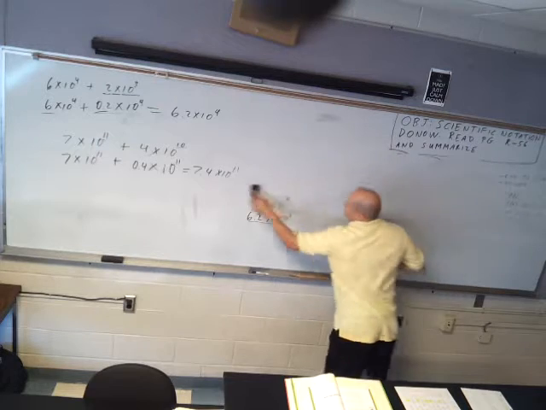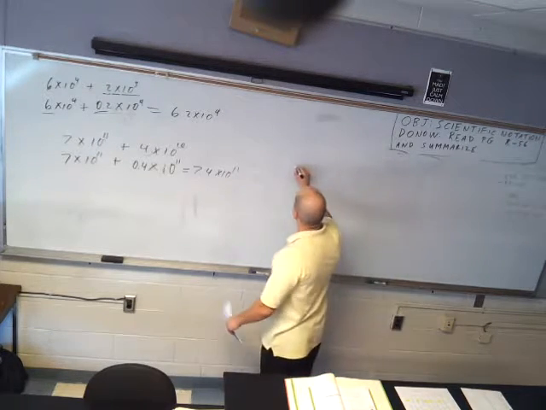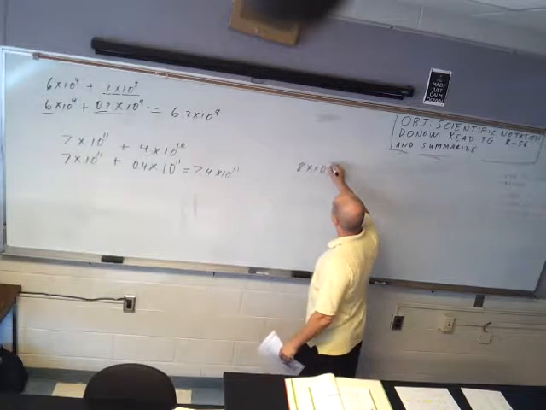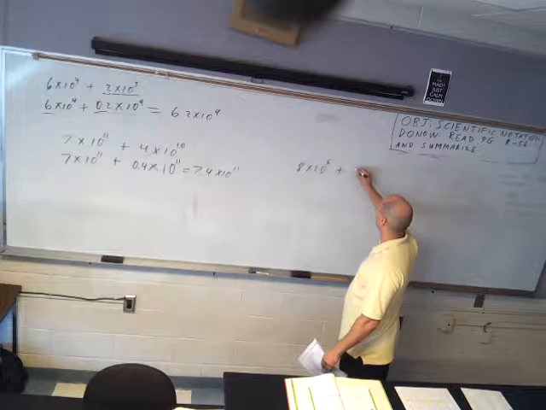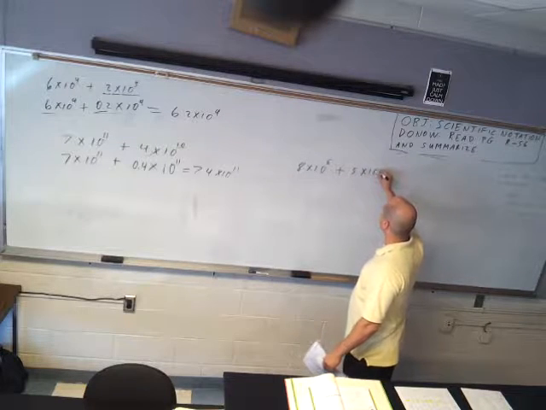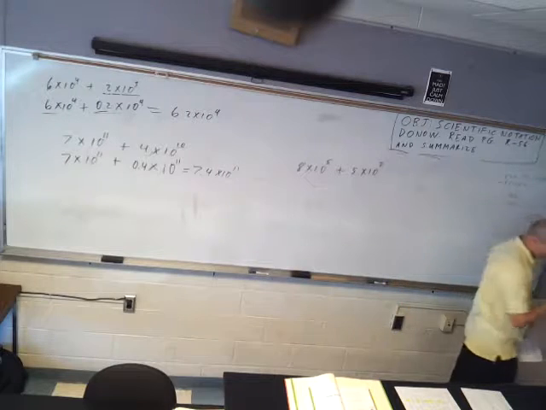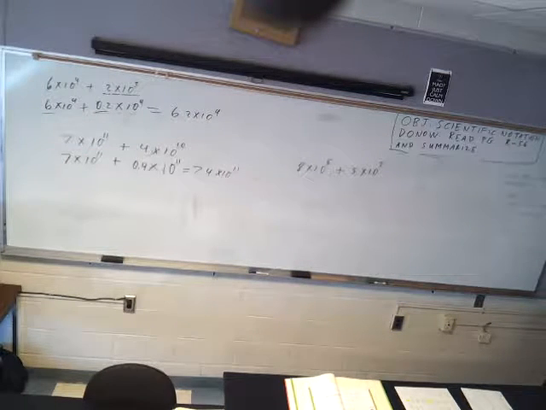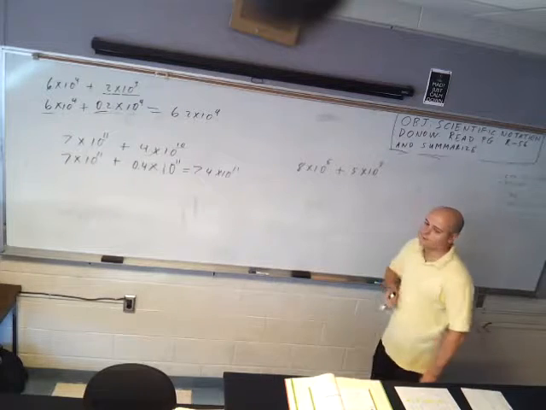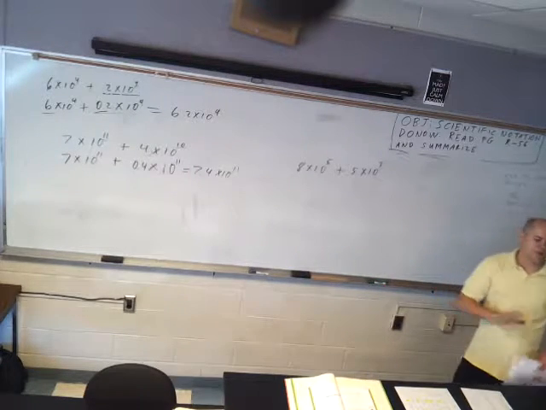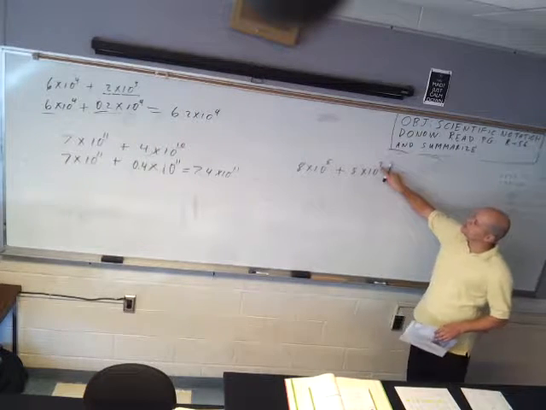What if they are two numbers apart? So let's do 8 times 10 to the 5 plus, let's say, 5 times 10 to the 3rd. Okay? 0.05 times 10 to the 5th. Yeah, that's what it's going to be. Okay, so this is a bit smaller than this.